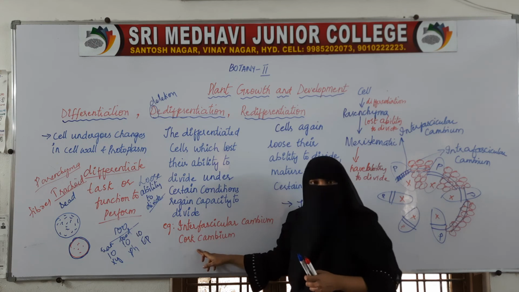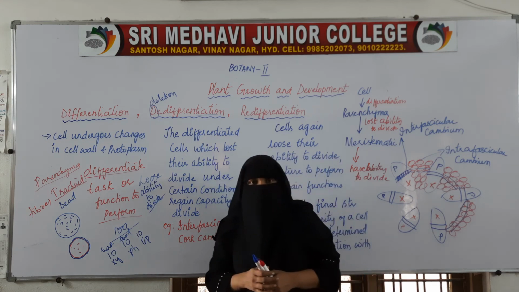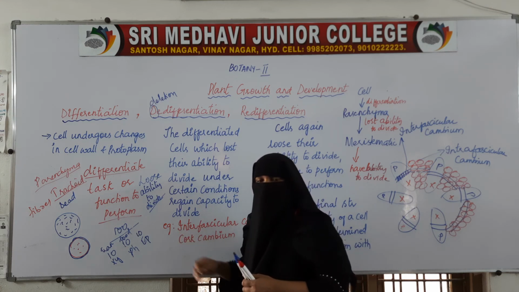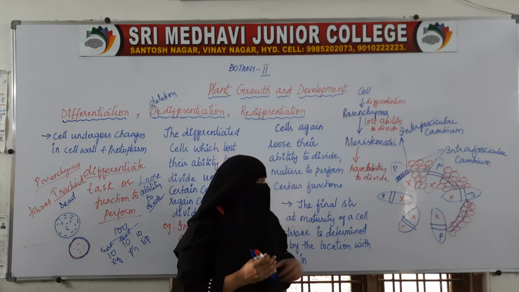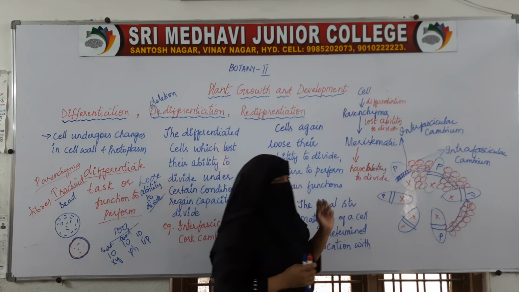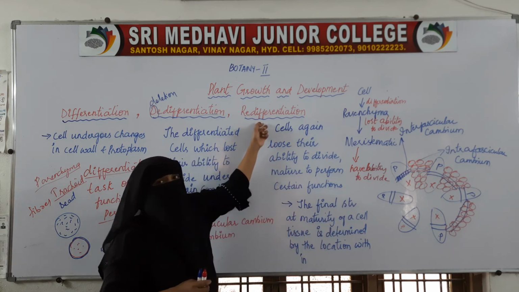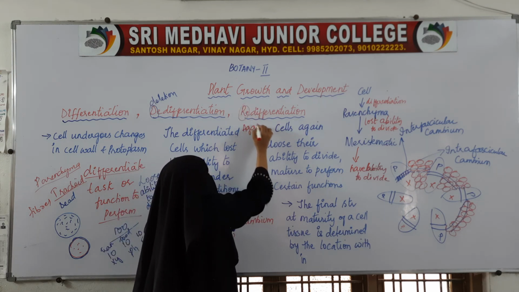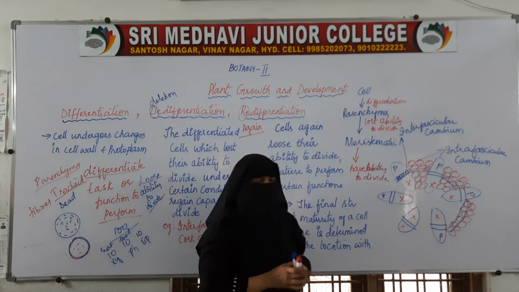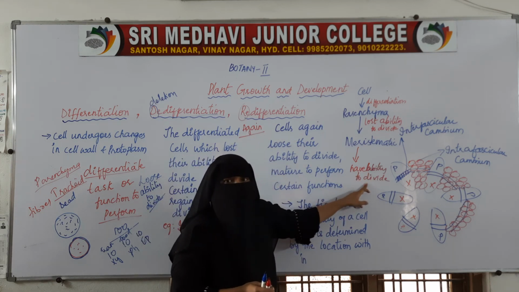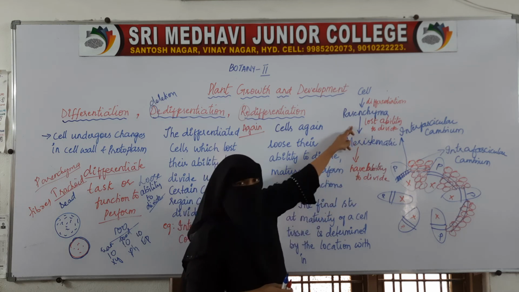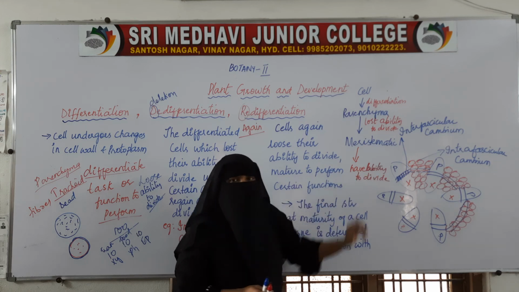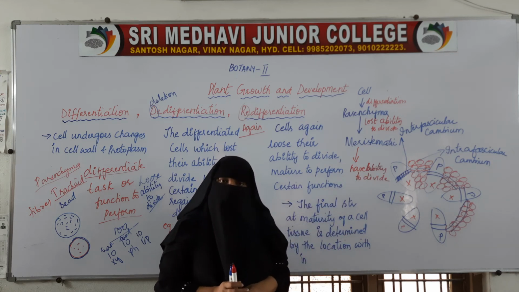The same is seen in cork cambium also. Another example, like intrafascicular cambium, is cork cambium. Now coming to another process, that is re-differentiation. Re means again. These cells which had lost their ability to divide have changed into meristematic. They have gained their ability to divide again.